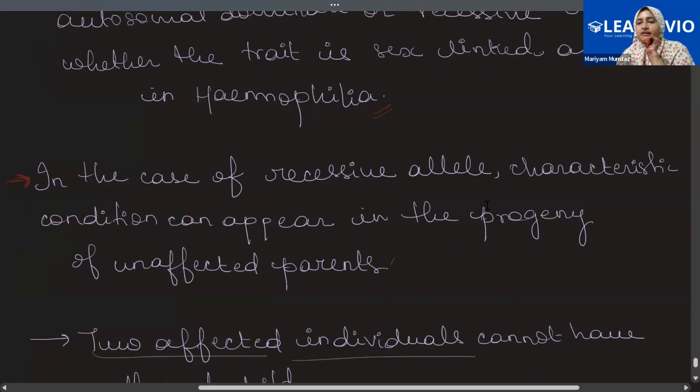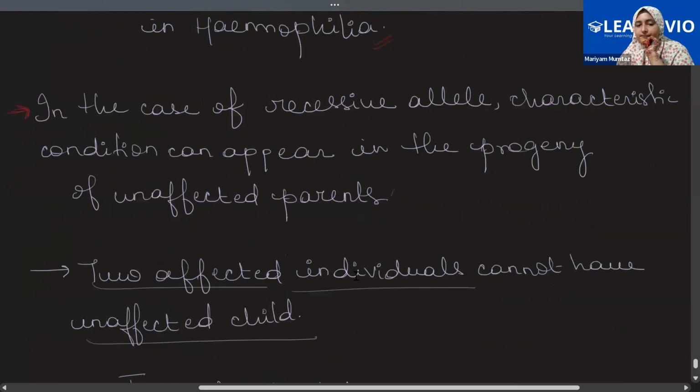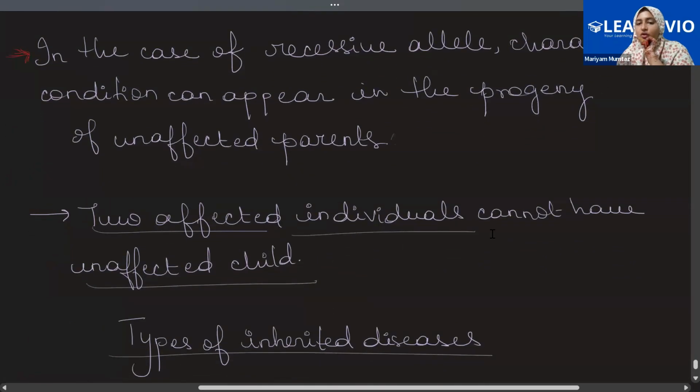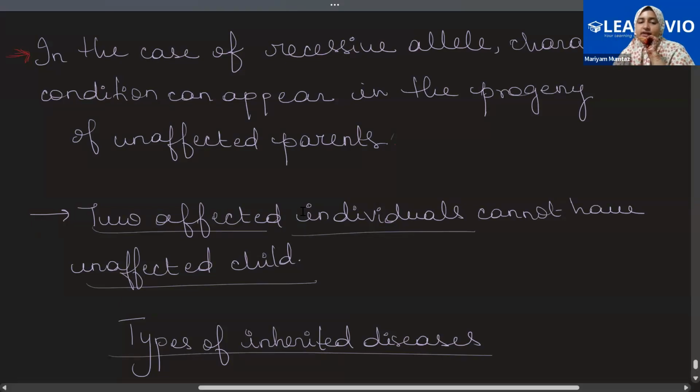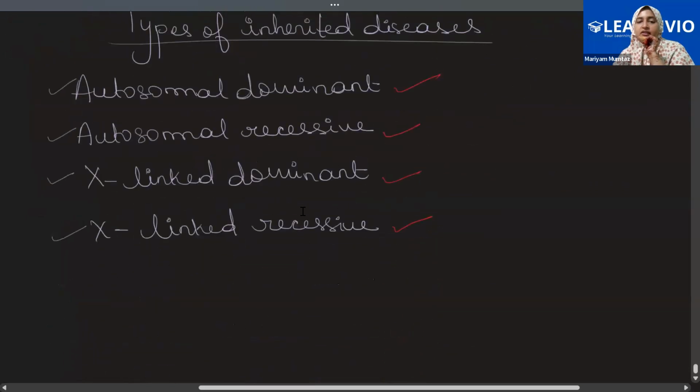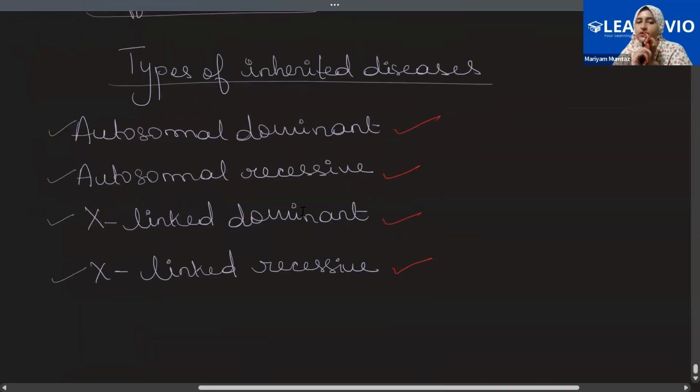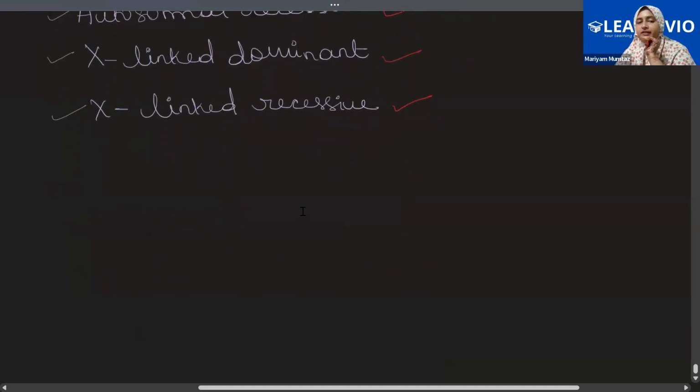Now, in the case of a recessive allele, the characteristic condition can appear in the progeny of unaffected parents as well. Two affected individuals cannot have an unaffected child. It's inevitable. If the parents are affected, then the child will be affected. If the parent is a carrier, there is a possibility that the child will not be affected. But if the parents are affected, the child has to be affected. The different types of inherited diseases are autosomal dominant, autosomal recessive, X-linked dominant, and X-linked recessive. All of these you have already studied. So, with this, we have completed the chapter.